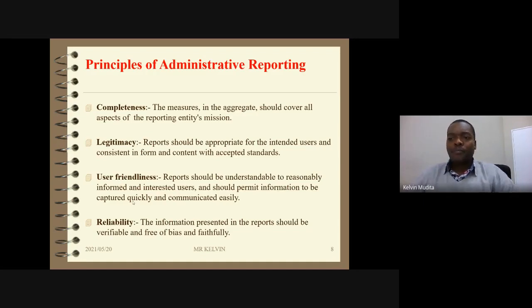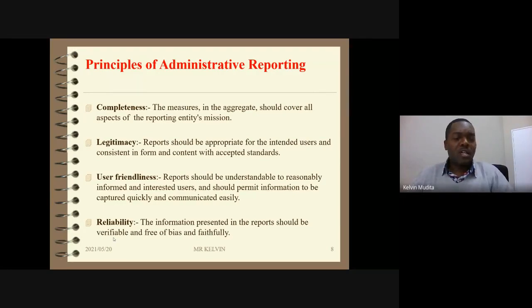Then reliability. As I explained on the concept of a report, a report should be objective. It means by reliability, your report should be free of bias and anyone can verify the facts. So if it's a report about an injury that took place at the workplace, anyone can verify that information.